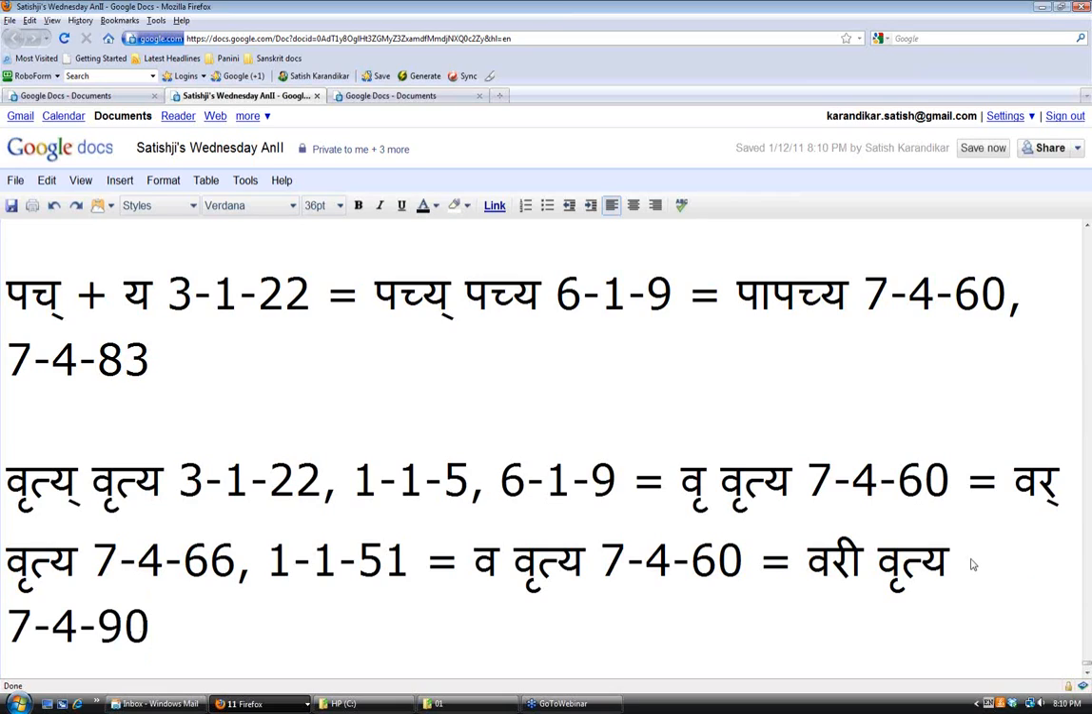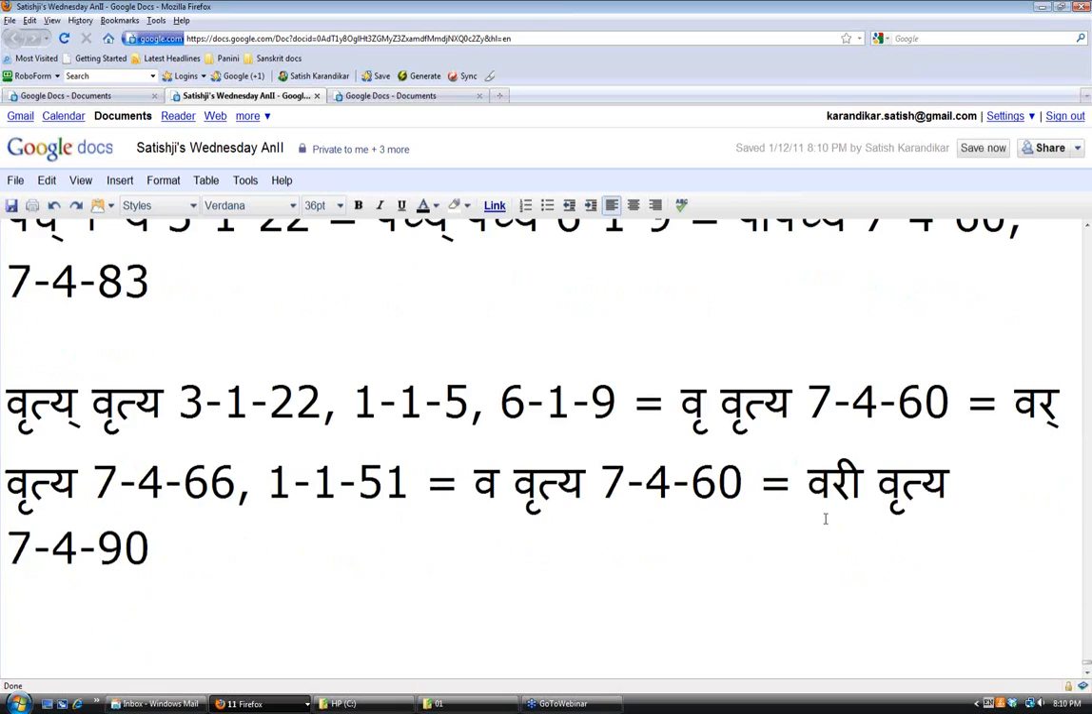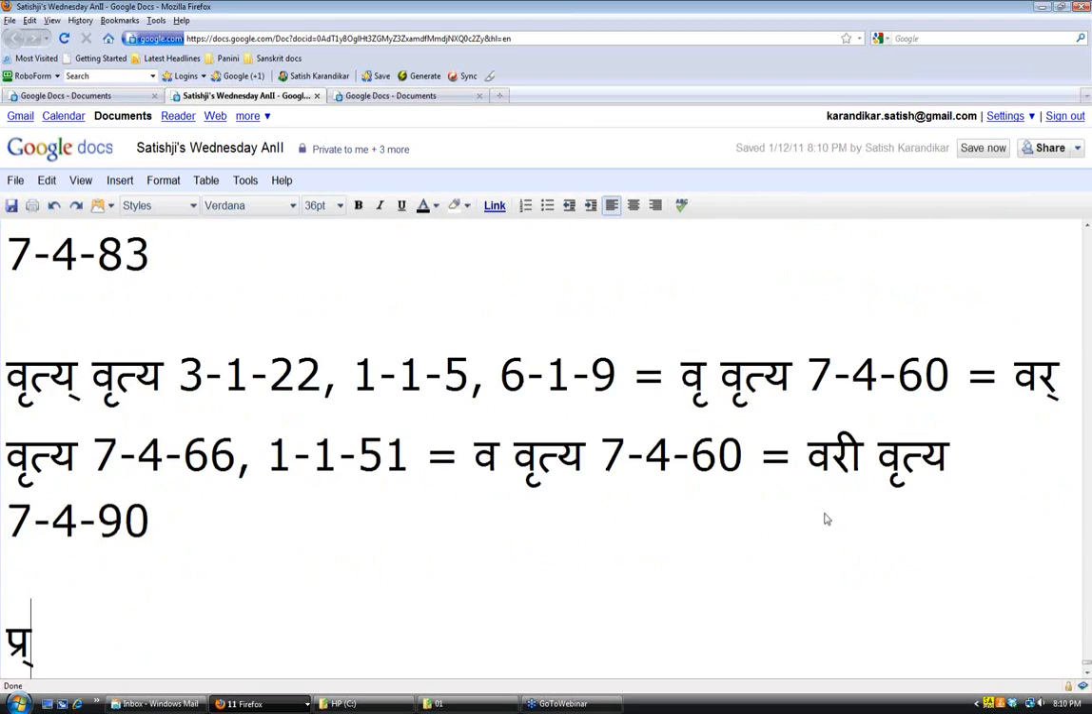Now for Dhatu Pracha, following similar steps, we take only one extra karyam here, the antaranga karyam. So Pracha, again the same Pracha plus Yang, remove each letter as usual, 3122. Now we have to use the samprasaranam, which is 6116, samprasaranam.